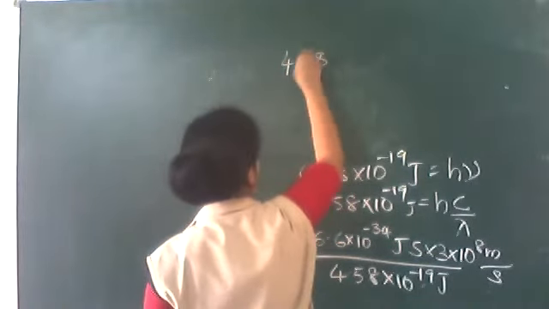Now how can you calculate lambda? Nu is equal to c by lambda. From that you can calculate. So you don't have to go this way. Since we are calculating the frequency first, from that you can calculate lambda. Nu you have calculated. The nu value I am giving: nu is 6.9 into 10 to the power 14 second inverse.